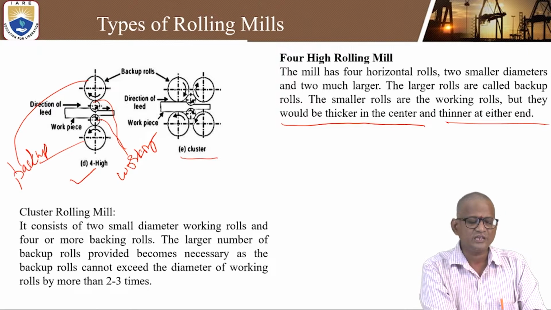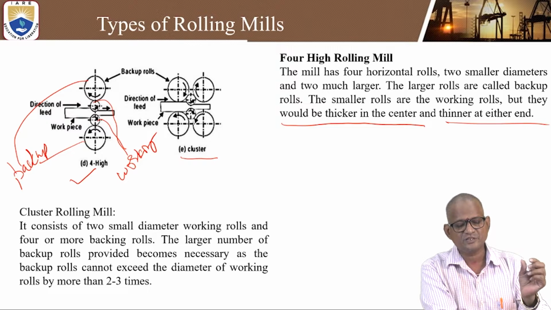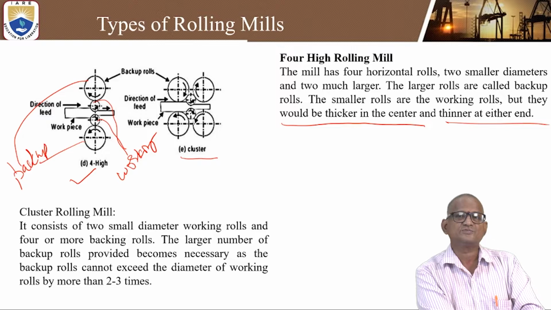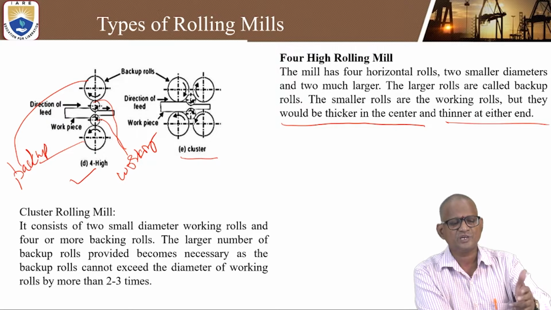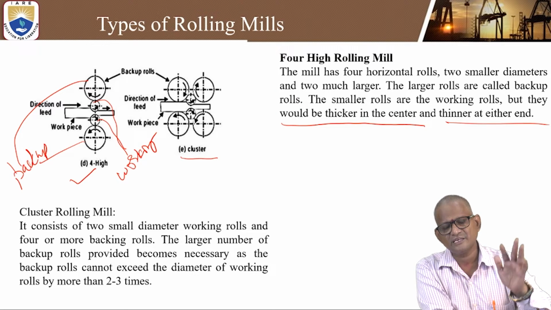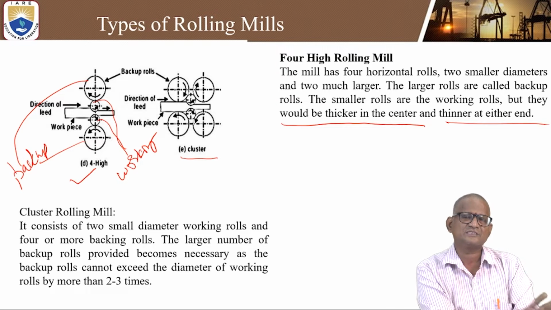In the cluster roll, the backup roll's diameter should not exceed 2 to 3 times that of the working rolls. But in the case of 4 high, you can use a large size, even a very large one. In the case of cluster, only less than 2 to 3 times the working roller size can be used.